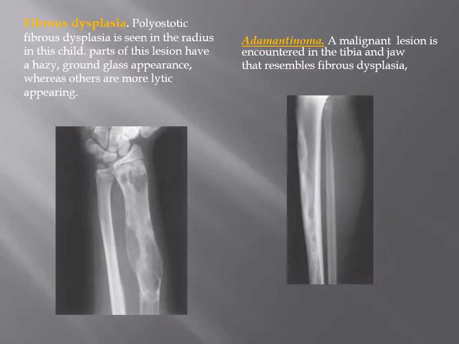Fibrous dysplasia, also the polyostotic type, can be seen in this case in the radius of a child, and as you can see, it has a hazy, ground glass appearance. Some of the lesions are lytic. The main differential diagnosis for this case is adamantinoma, which is a malignant lesion usually encountered in the tibia and the jaw, although it's rare, and can sometimes resemble fibrous dysplasia, such as in this case. It's exclusively tibia and jaw. If it's not in the tibia, it's not adamantinoma.